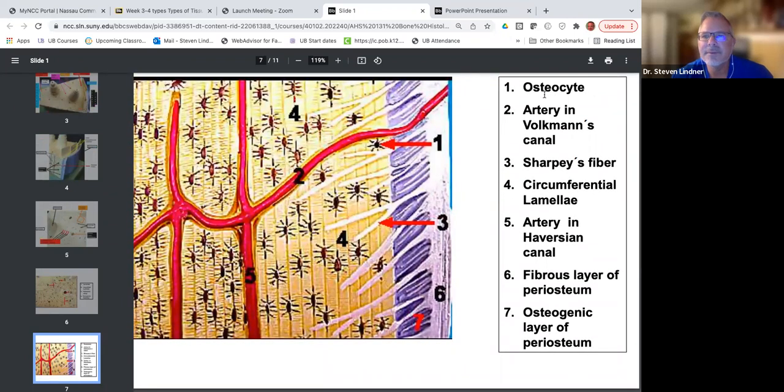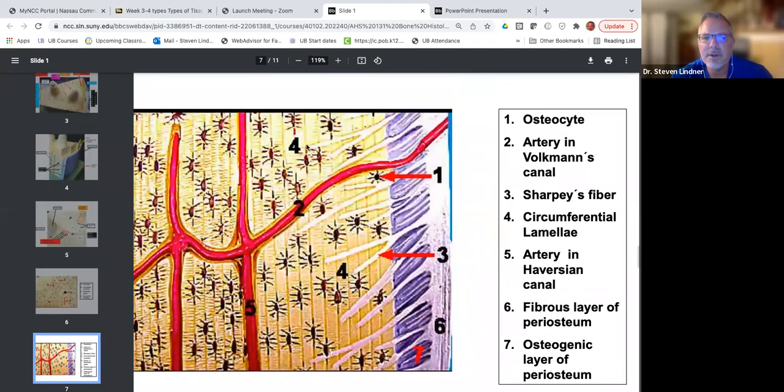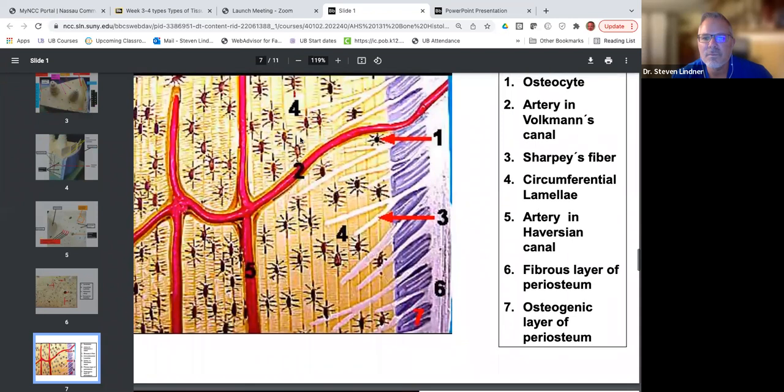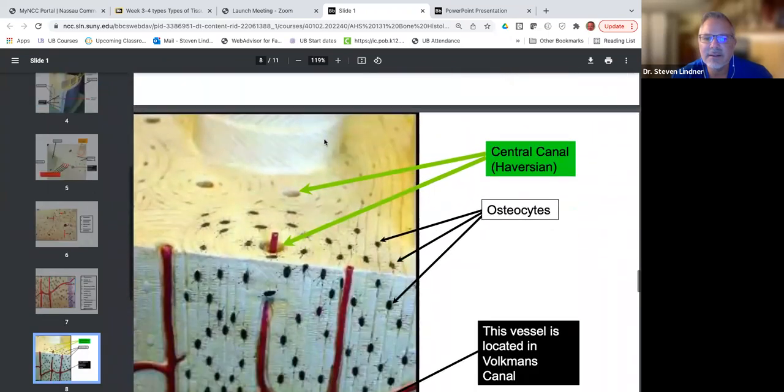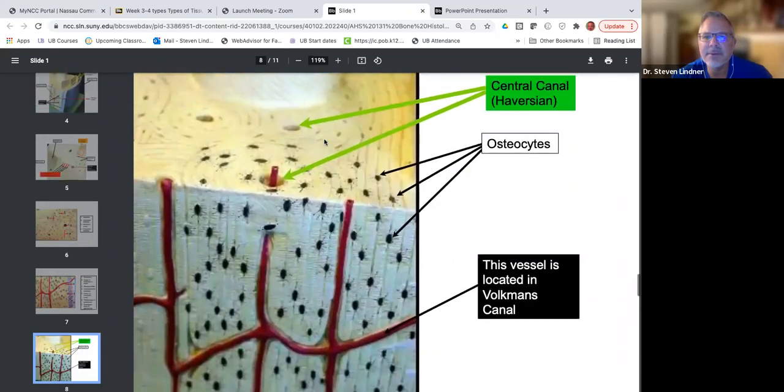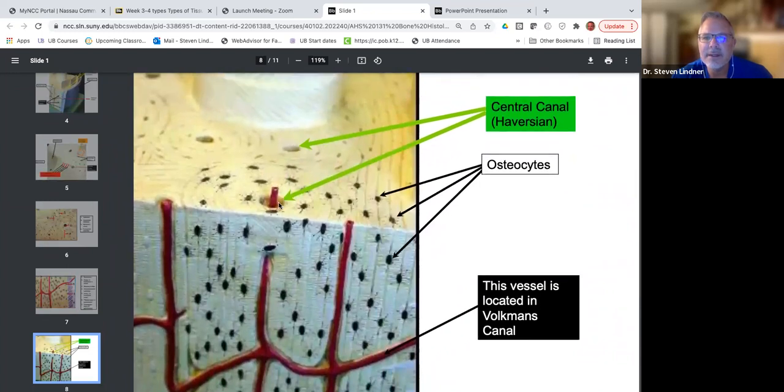Number one is an osteocyte. I want to show you number four, circumferential lamellae. That's closer to the periosteum, which is out here. The radiations that come off of number one, like these spider-like extensions, those are called canaliculi. See if we show them coming up here, a better view. Again, here's the Haversian canal or central canal. These are osteocytes.